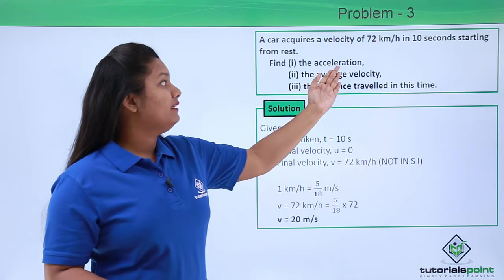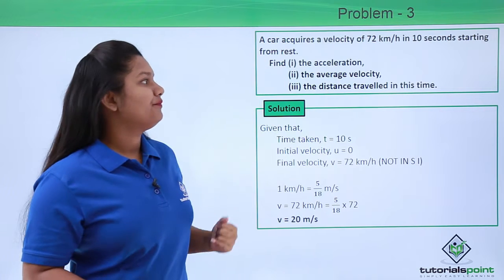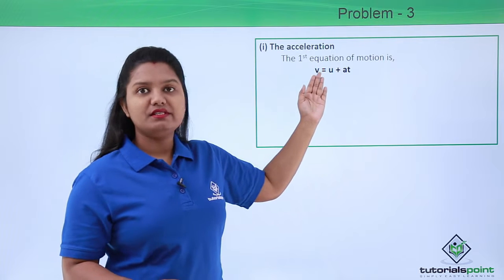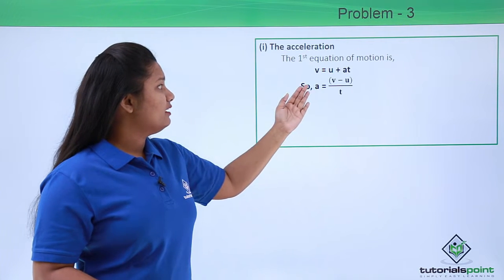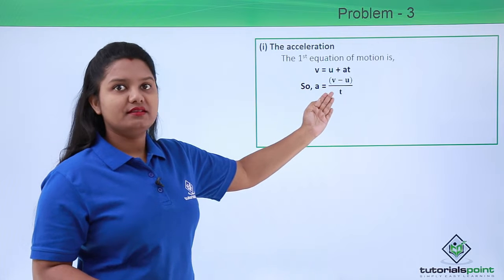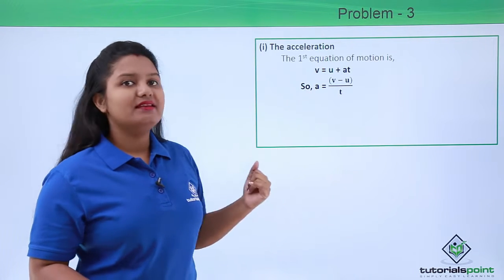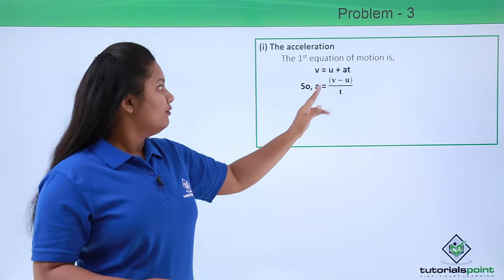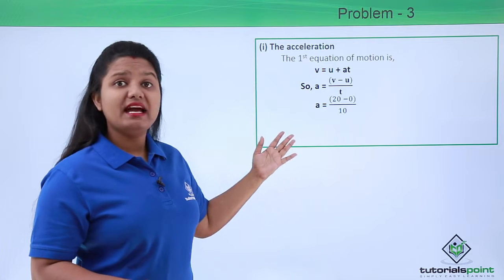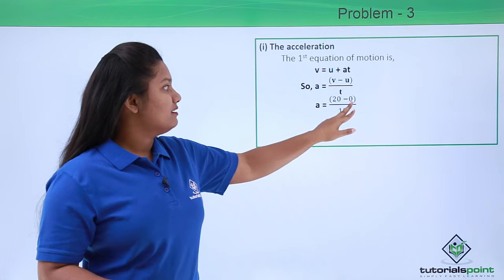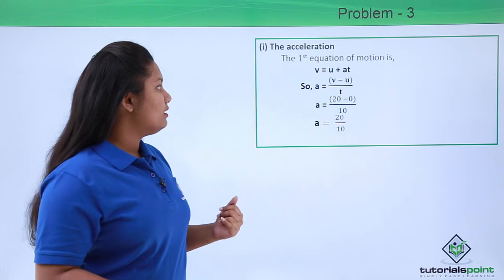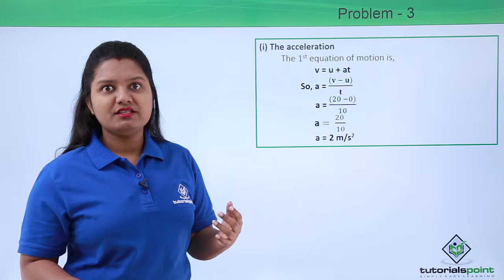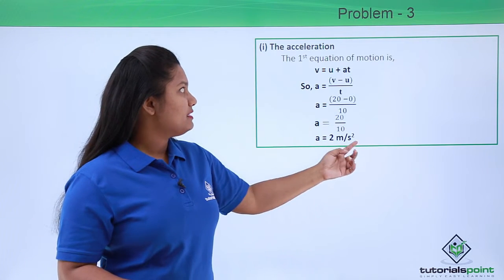Now first of all we will be finding the acceleration of the car, and for that we will be using the first equation of motion, which is v equals u plus at. From here we can deduce the expression for acceleration, which is a equals v minus u divided by t. Now we will be substituting all the values, that is v, u and t, and on doing that we have a equals 20 minus 0 divided by 10, which equals 20 by 10, that is 2 meters per second square. So the acceleration will be 2 meters per second square.